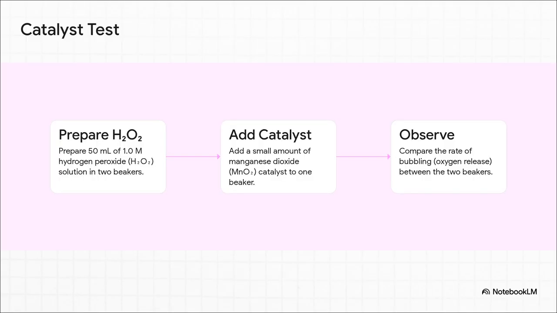There's an amazing way to see this happen. We start with hydrogen peroxide. Now, on its own, this stuff breaks down into water and oxygen, but it does it incredibly slowly. So we'll take 2 beakers of it. Into one, we do nothing. But into the other, we add just a tiny pinch of a catalyst, a black powder called manganese dioxide.